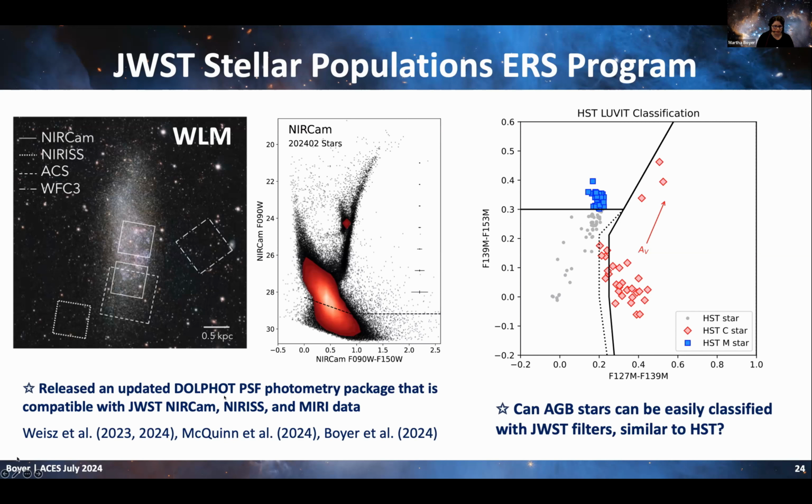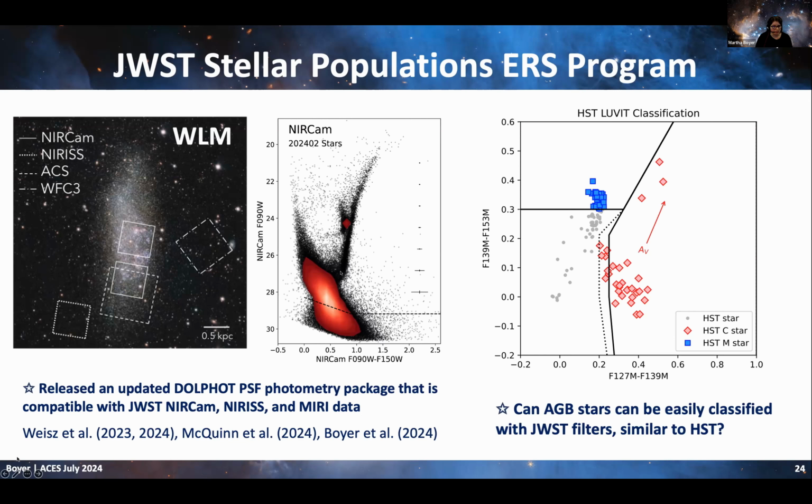So I just wanted to advertise this down here, that they have updated and released DOLPHOT, which is a program that's been used for a long time with Hubble to do photometry. And you can now use it for NIRCam, NIRISS, and MIRI. And one of the targets from this program was WLM, which is a star-forming nearby dwarf galaxy. The NIRCam observations are outlined here in white. And this is the data, and it is gorgeous.